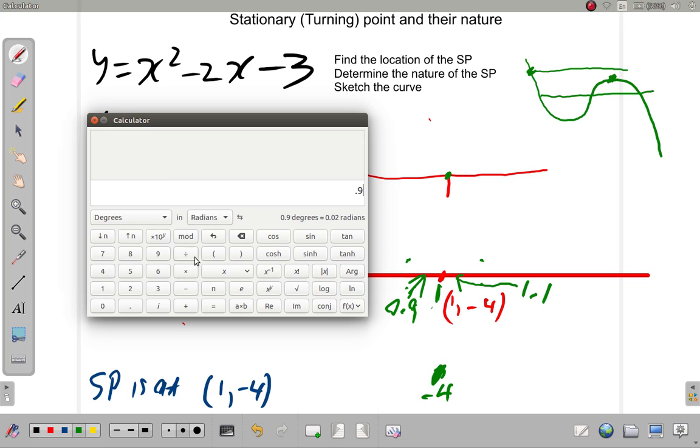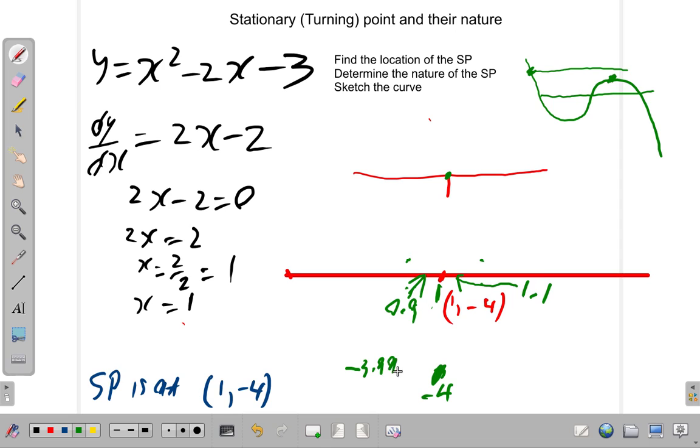0.9 squared. This doesn't have a direct square on it, so I choose to the power of 2. 0.9 to the power of 2 minus 2 times 0.9 minus 3 equals negative 3.99. Alright, so to the left we have negative 3.99. Negative 3.99 is higher than negative 4.